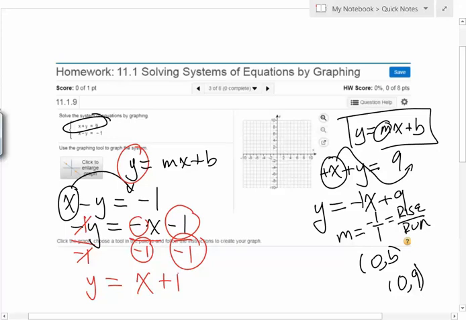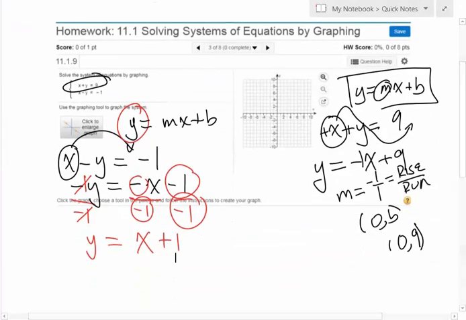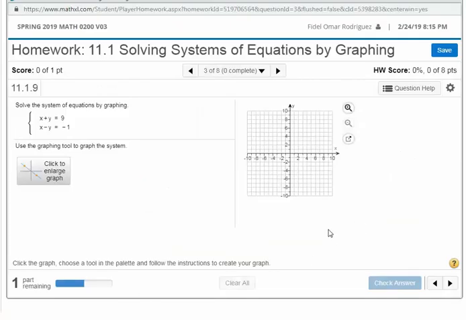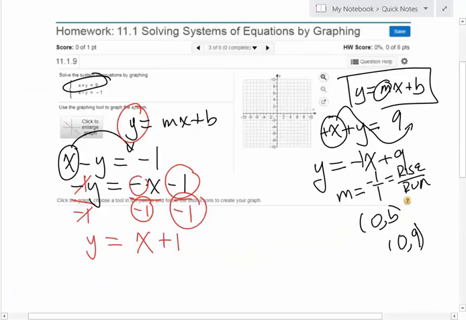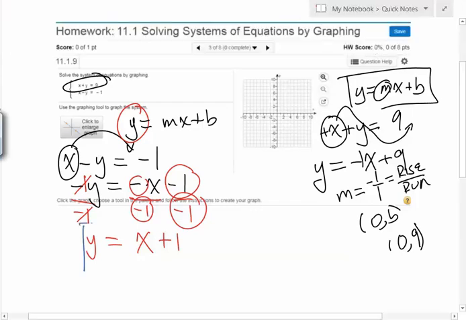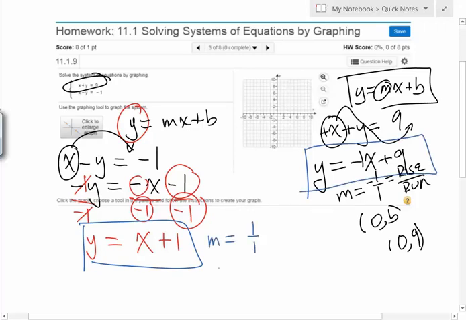Okay, so now let me see if I can do this. We come back to my problem. Here we go. Okay, so let's take a look. I want to graph both these equations. So I want to graph this equation here, and I want to graph that equation there. For this one, my m is 1 over 1, and my y-intercept is (0, 1).